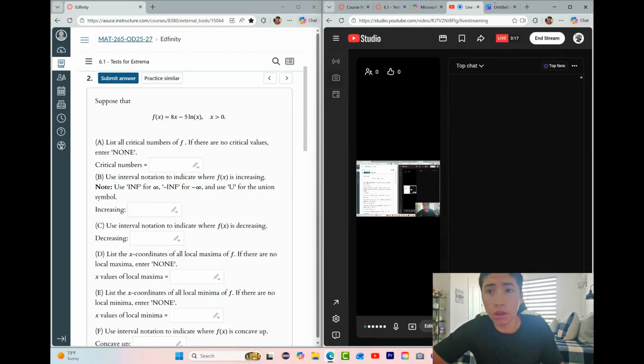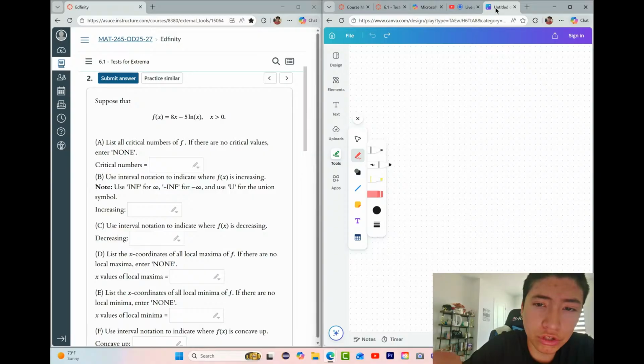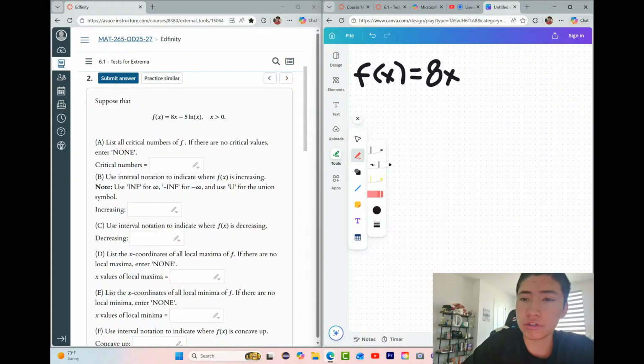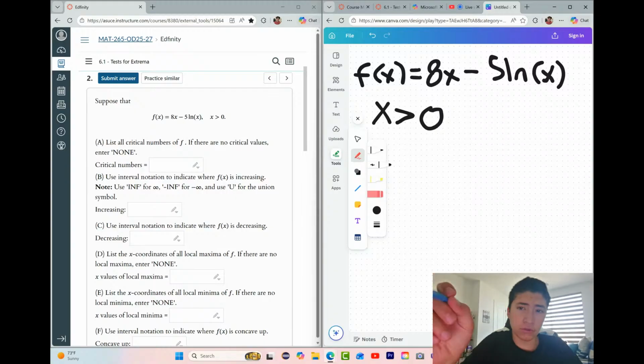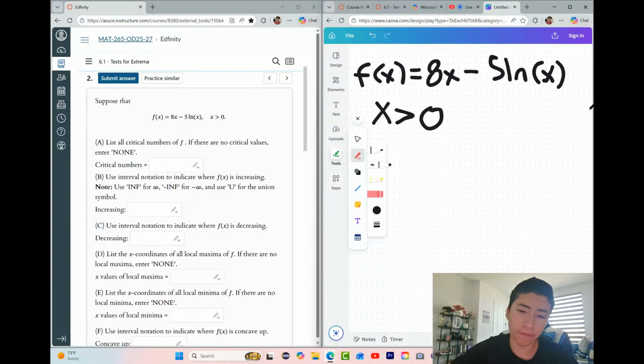Okay. Let's begin. So, suppose that f of x equals 8x minus 5 ln of x, and that x is greater than 0. So f of x equals 8x minus 5 ln of x, where x is greater than 0.